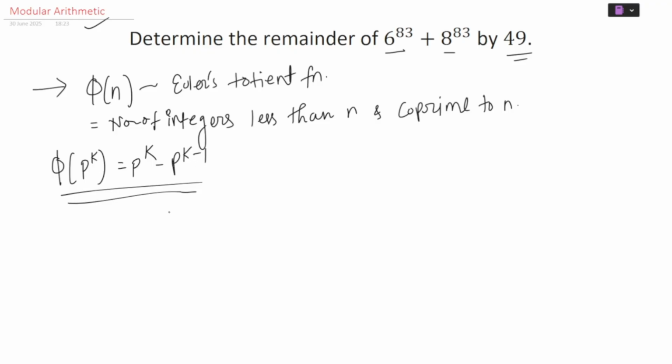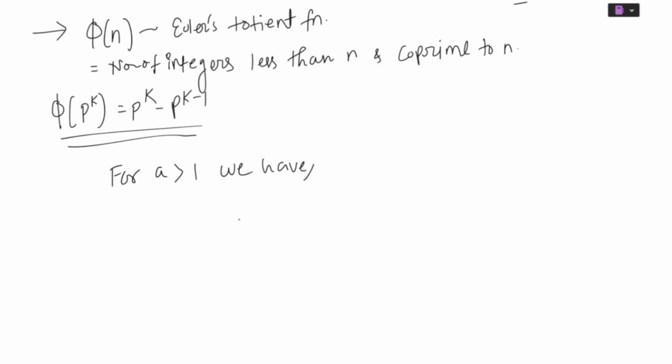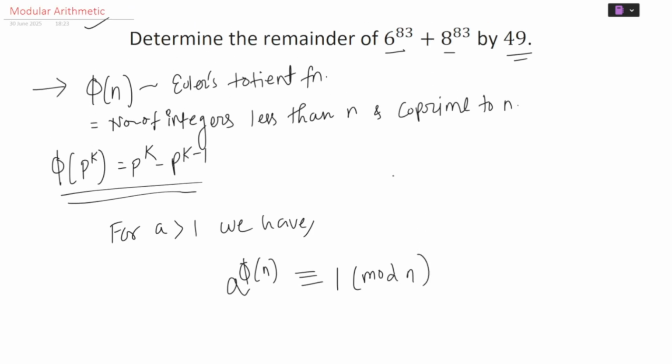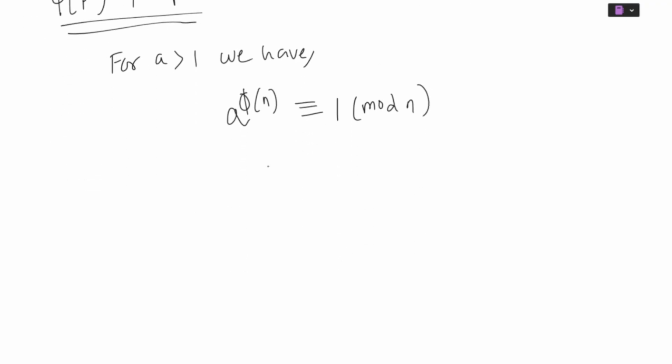Next comes Euler's theorem, which states that for an integer a, we have a to the power phi of n is congruent to 1 mod n. Let me write it correctly. This is valid for any natural numbers a and n, where a and n are co-prime. Now, how do we proceed and how does this help us find the remainder?